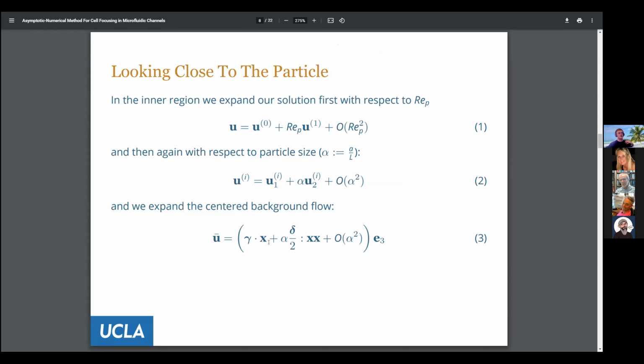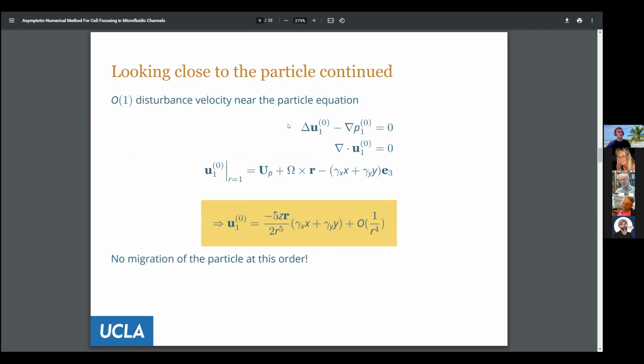And so once again, because we're looking close to the particle, our coordinate system is, every time we increase the power of x, we add an extra power of alpha to things. So we can see here, this is essentially just like a Taylor approximation of the background flow centered at the particle. And you just see the linear term is most relevant. So when we take all the simplifications and we just look for the first order solution, we actually just get Stokes flow with rigid body motion and a shear gradient, which is actually solvable analytically.